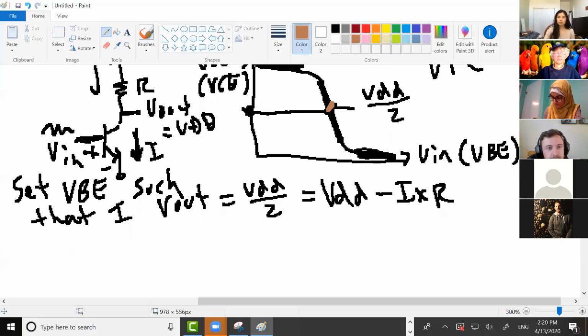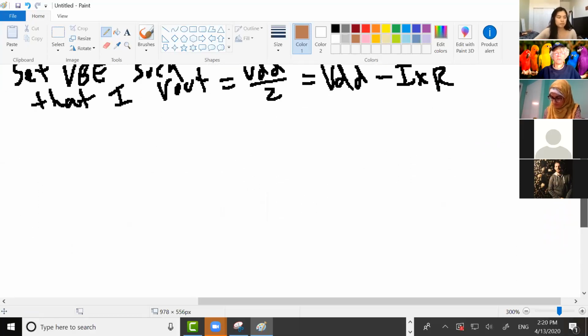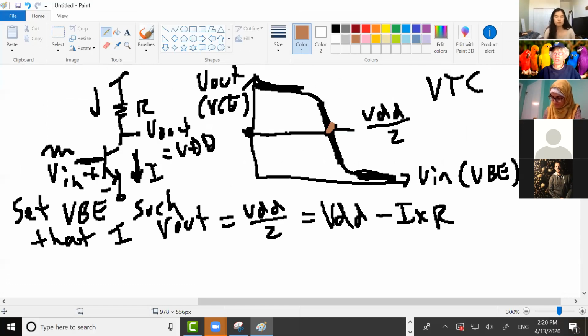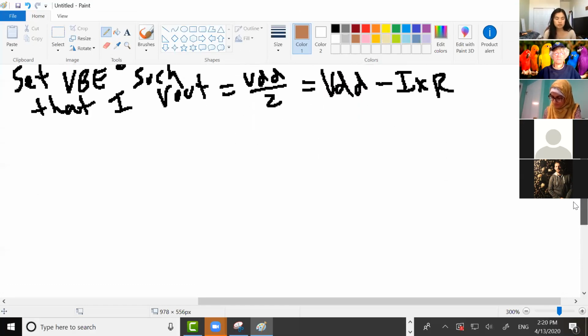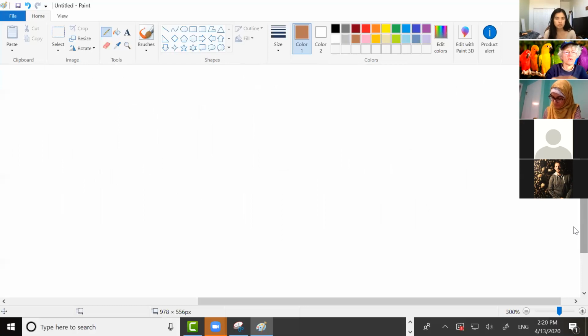Okay, so let's go on to step 2. So I generally divide up this current mirror into 2 parts.